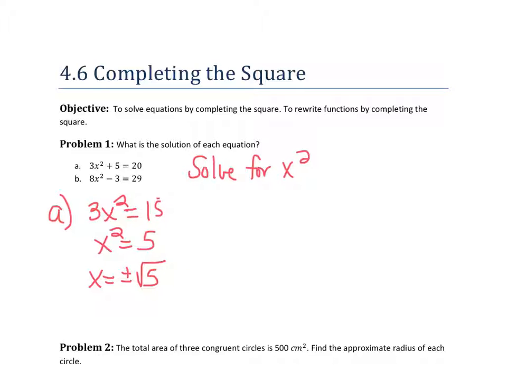So remember, whenever you're introducing a square root and you're solving for x, you need to include the positive and the negative, so plus minus on the square root. That's really important, okay? All right, B.